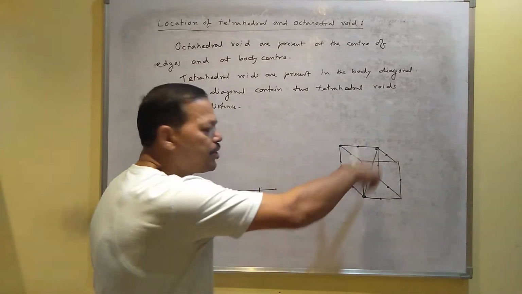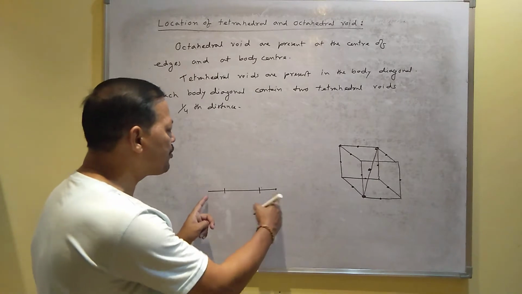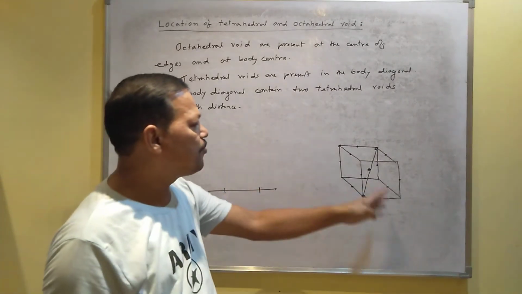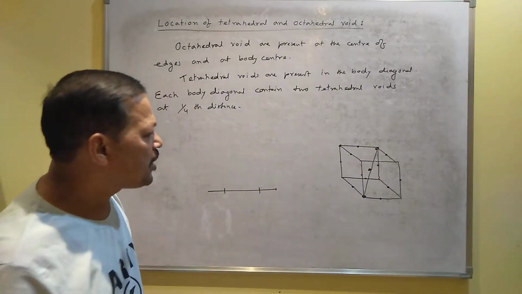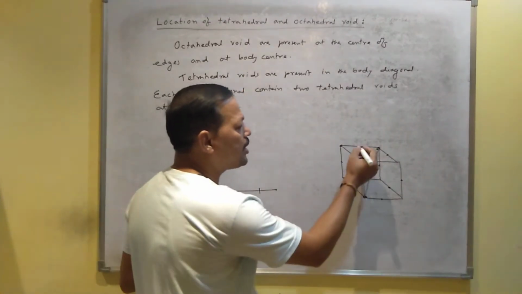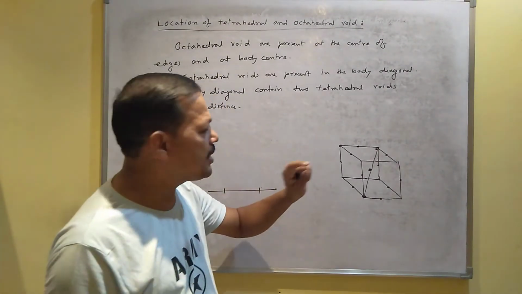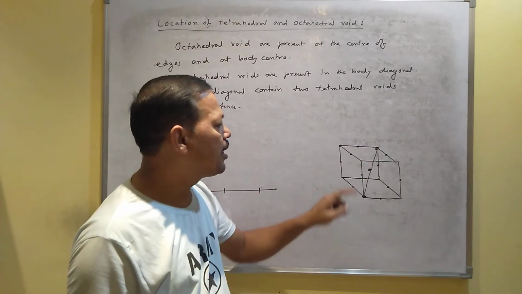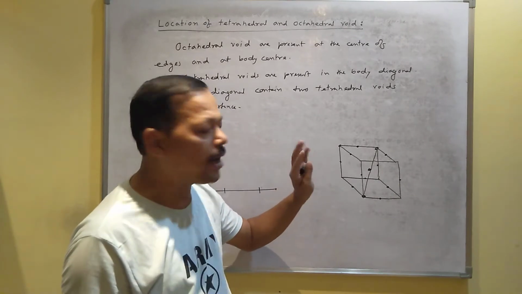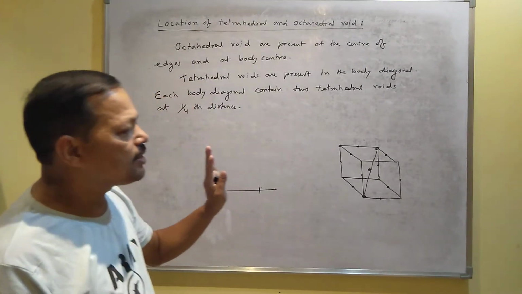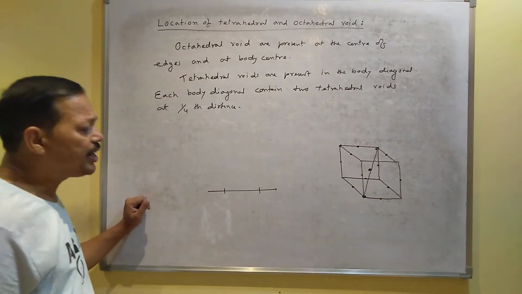Since you can draw 4 body diagonals, and one body diagonal contains two tetrahedral voids, you will get 8 tetrahedral voids inside the unit cell. And what about the octahedral voids? Octahedral voids are present at the center of edges. How many edges? There are 12 edges. So you will get 12 octahedral voids, and one octahedral void at the center of the cube, I mean at the body center. That means the total number of octahedral voids you will get is 13 in the unit cell.